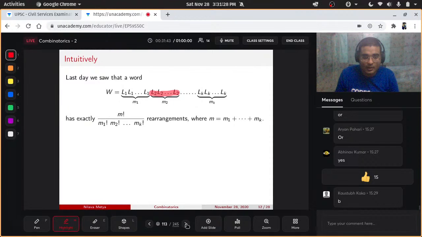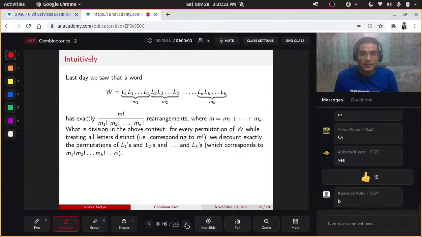So what this means is, for every permutation of W, when you first regard these letters distinctly, it will give you m factorial, that is the length factorial. But we don't want them to be distinct, right? We want to discount those permutations, we want to uncount them. So we want to uncount L1's permutations, L2's permutations, and so on. L1 refers to m1 factorial, times m2 factorial for L2, and so on till mk factorial. So we want to remove this number, but removal is subtraction, right? Not division. Doesn't that seem fishy?